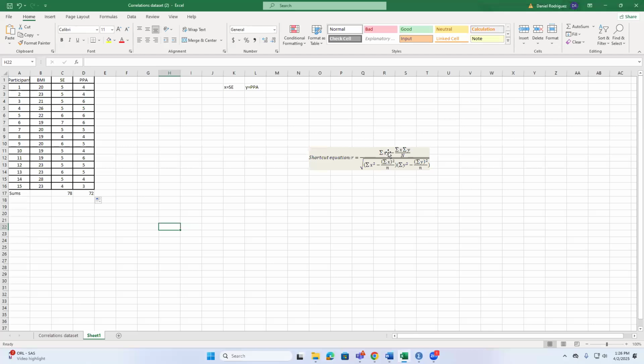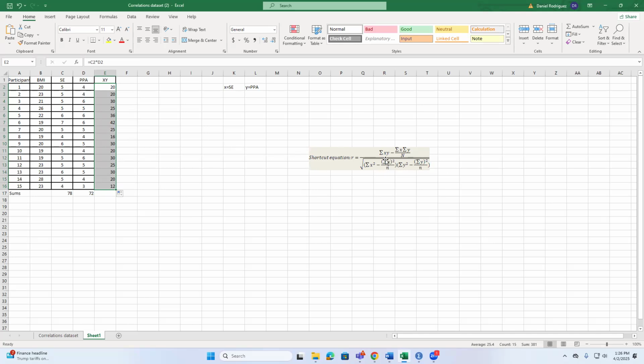So I have these two values. I need the sum of X times Y. So I need to create an XY column. Equal cell C2, because that's one value in my X variable, times D2, enter. So 5 times 4 is 20. Drag all these down, and it'll be the product of those two, like 4 times 3 is 12, 5 times 4 is 20. So I got that.